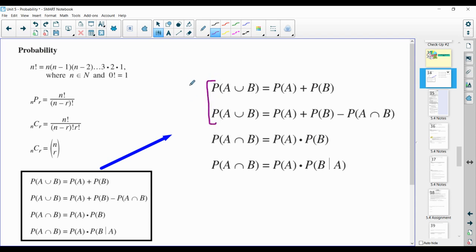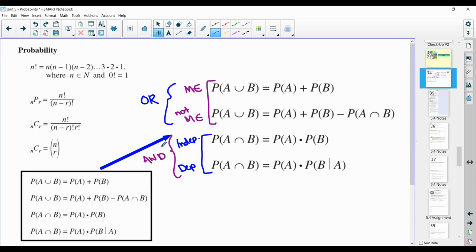The first 2 we looked at, the first formula had to do with mutually exclusive events, and the second one was not mutually exclusive events. And if you notice, we were looking at "or" situations yesterday. Today, we're going to be looking at independent and dependent events. So the first formula represents independent events, and the second one represents dependent events. And if you look at the set notation there, these are going to be "and" situations.